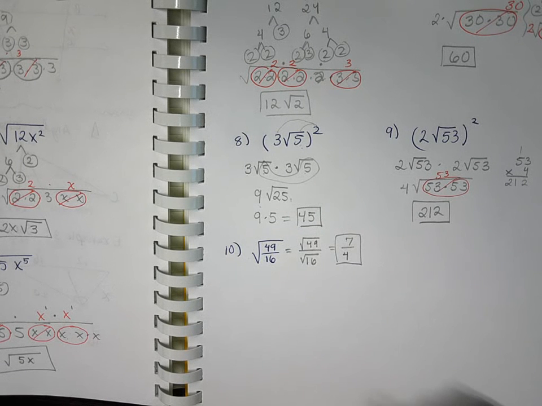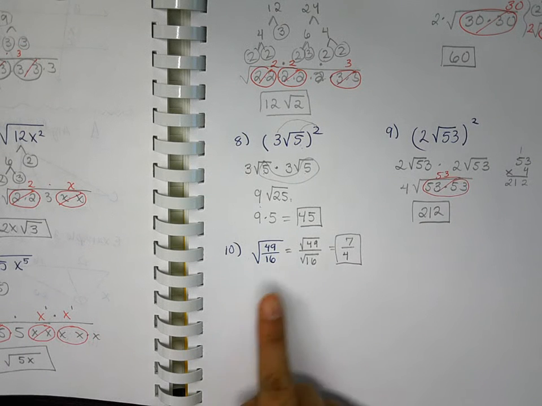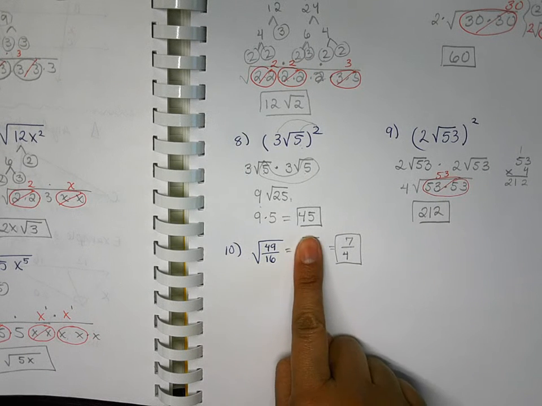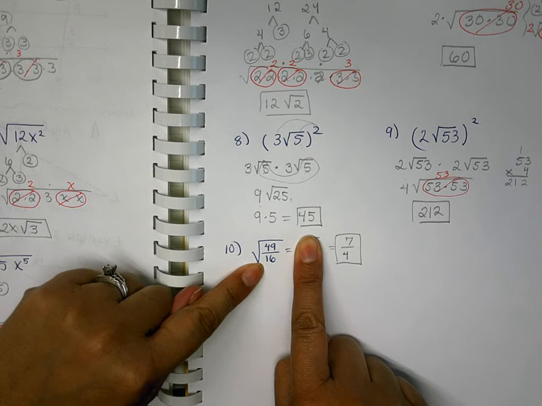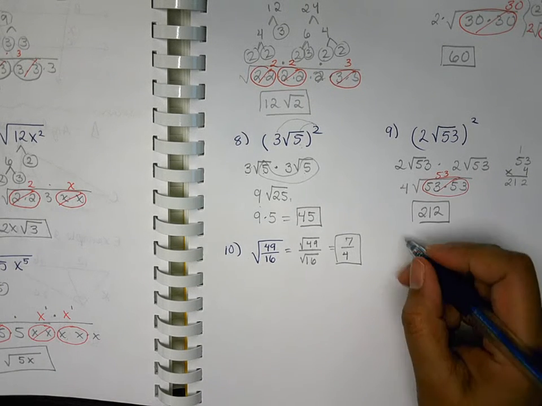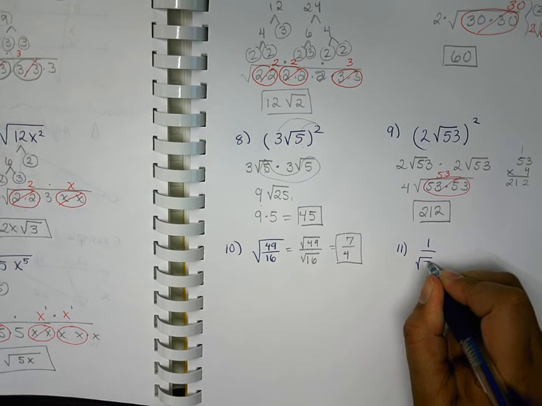Any questions on how we got 7/4? Now, I will ask you this. Do you need to show me this middle step? No. If you can say, oh, square root of 49 is 7, square root of 16 is 4, 7/4, you're good. Got it? All right. Now, here is where it gets tricky. 1 over the square root of 5.